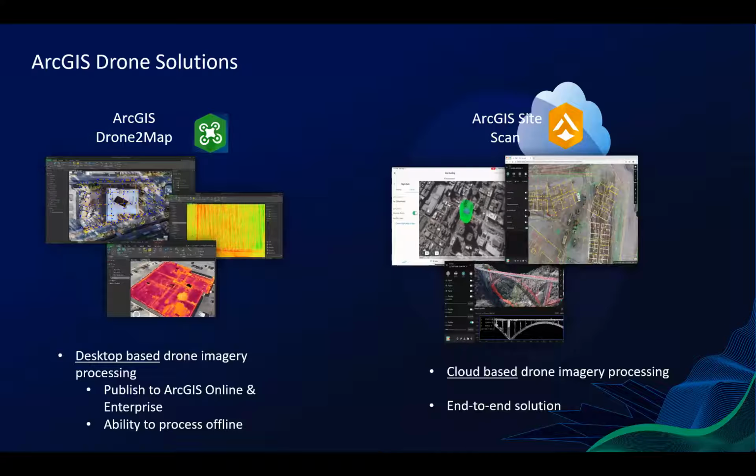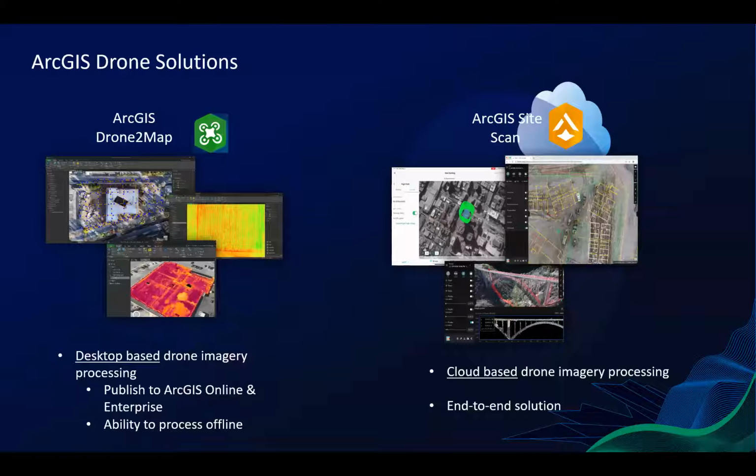ArcGIS DronetoMap is actually a desktop-based drone imagery processing solution. With ArcGIS DronetoMap, it allows you to process the drone images that have been captured. And then once you have processed those images, you can also do some quick analysis on the images. And the beauty with all our solutions is that they are well integrated within the platform. So our drone solutions are actually well integrated within the platform. This information can be shared directly to your ArcGIS Online account or your ArcGIS Enterprise account. So there's that integration within the platform.